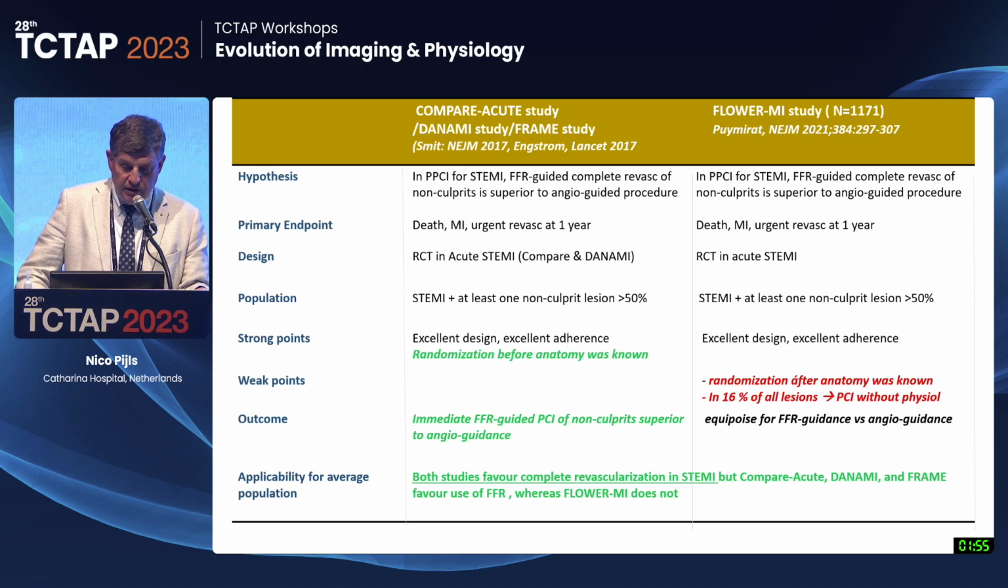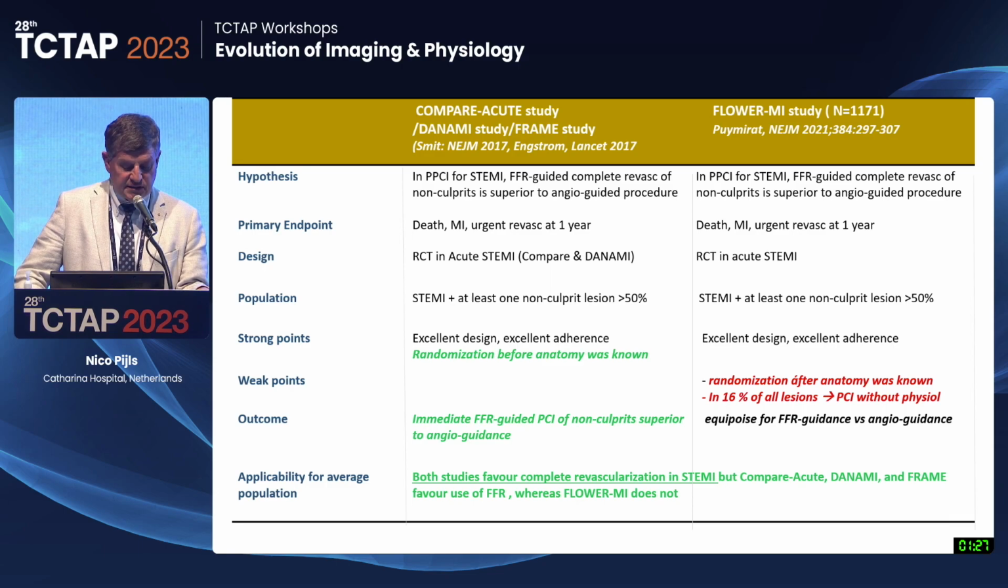And in addition, in the FLOWER-MI, in 16% of all lesions, PCI was done without physiology. Nevertheless, FLOWER-MI was a good study. I cannot find many points of criticism on that. And I found equipoise for FFR guidance versus angio guidance. That is in contrast to the COMPARE-ACUTE and DANAMI study and also the FRAME registry, where it was clearly better to have FFR guidance of the non-culprit lesions in STEMI.